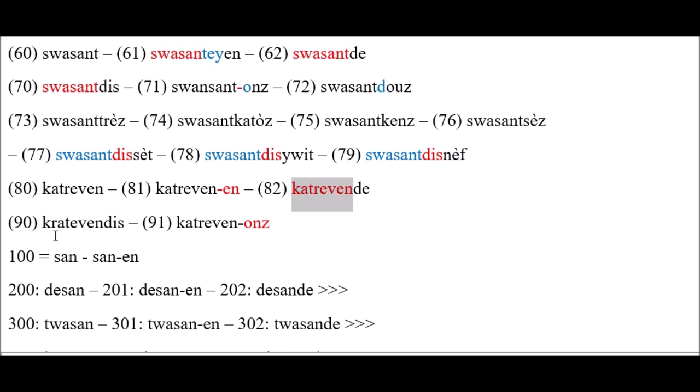And then we have 90. 90 is 90, 91, okay, 91, 92, 93, 94, 95, 96, 97, 98, 99, 100, okay, 100, that's 100.